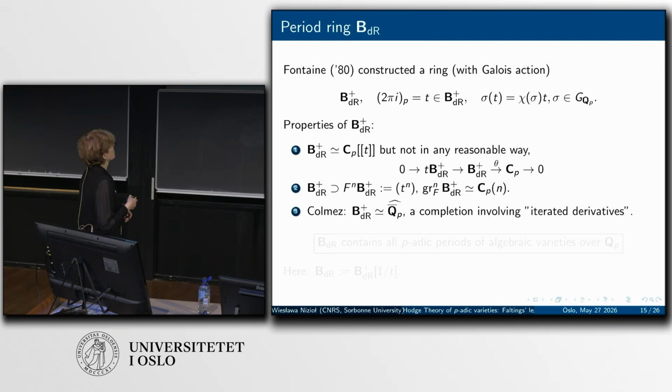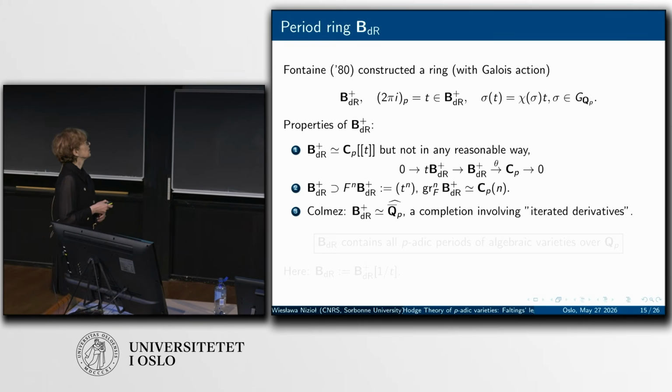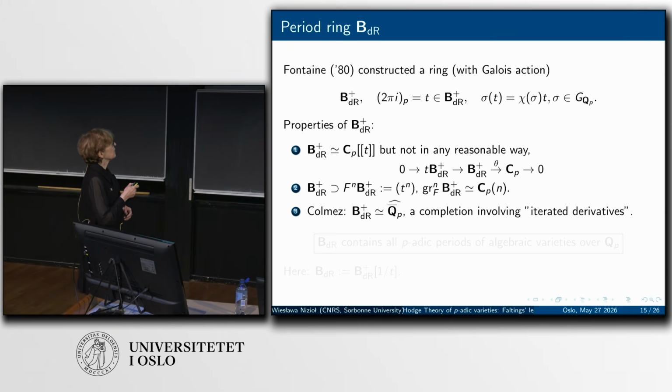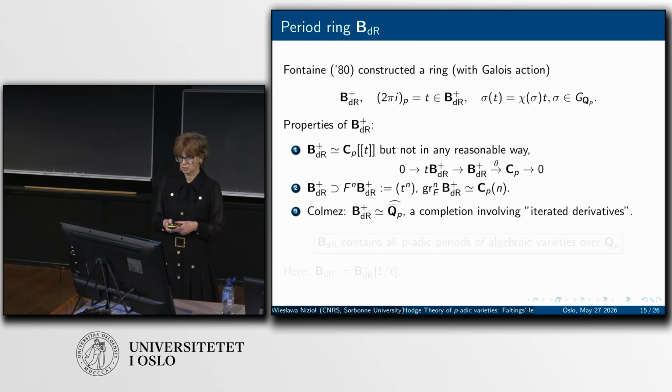Colmez observed that C_p itself arises as the p-adic completion of Q_p bar, so that we know. And Colmez observed that B_dR^+ itself can also be obtained as a completion of Q_p bar, but this completion involves some iterated procedure, iterated derivatives. However, you can still think about this as a completion.